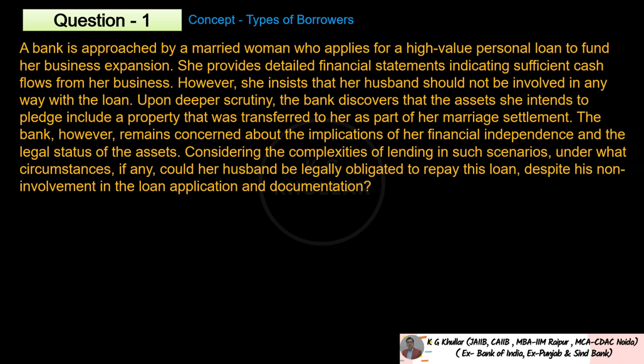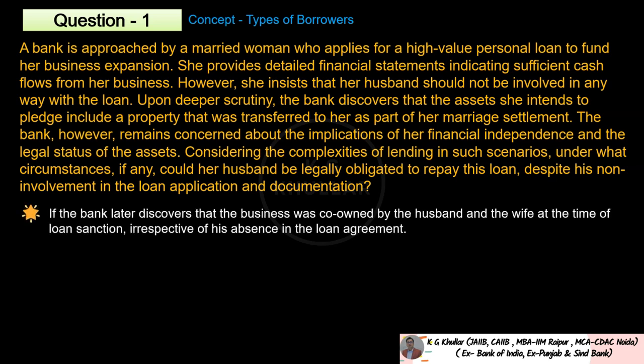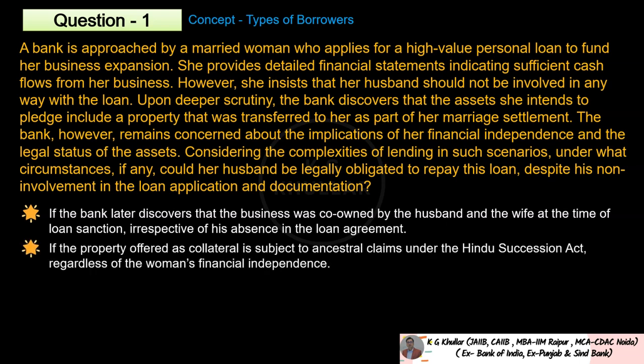And the options given to you are these. The first option is, if the bank later discovers that the business was co-owned by her husband and the wife at the time of loan sanction, irrespective of his absence in the loan agreement. Second option is, if the property offered as collateral is subject to ancestral claim under the Hindu Succession Act, regardless of the woman's financial independence.